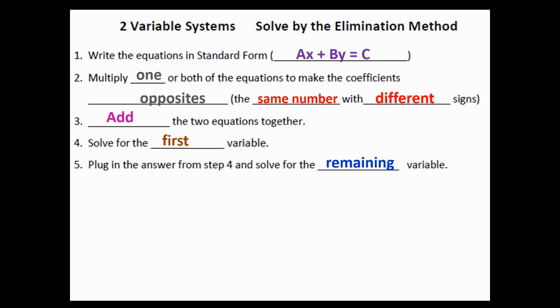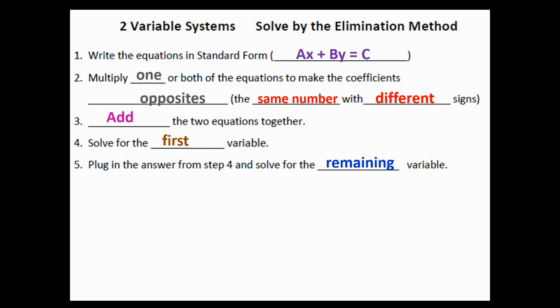Okay, so if you can fill in your notes on the top of page 31. So you're going to write the equations in standard form, ax plus by equals c. So that just means you write the x, the y, the equals, and then a constant number at the end. If you need to, multiply one or both of the equations to make the coefficients opposites. And opposites are just the same number with different signs, right?